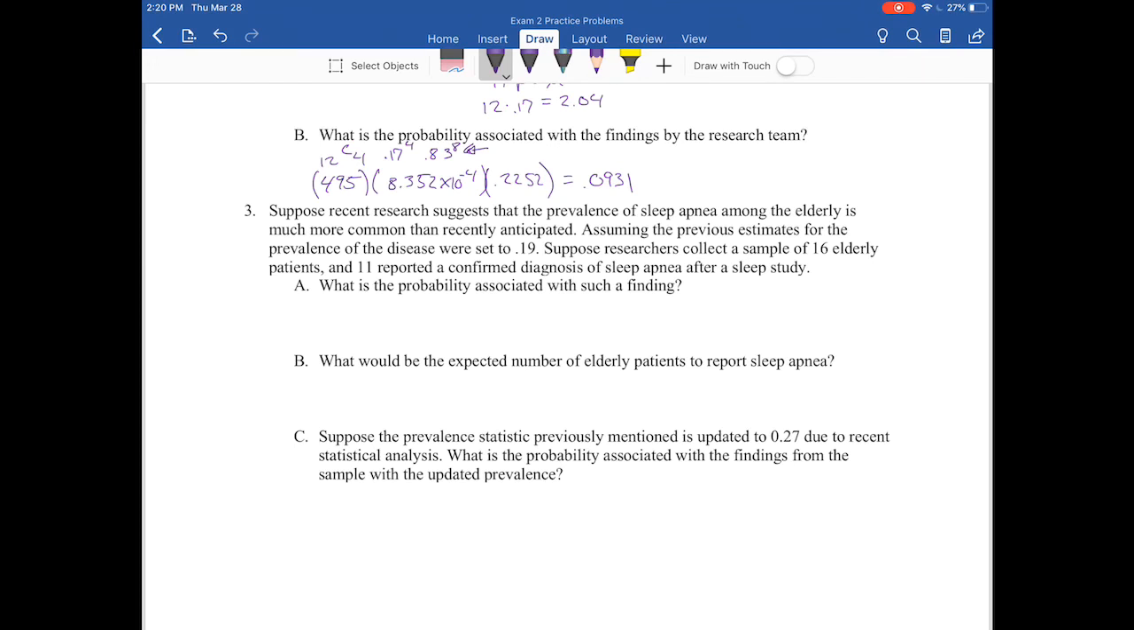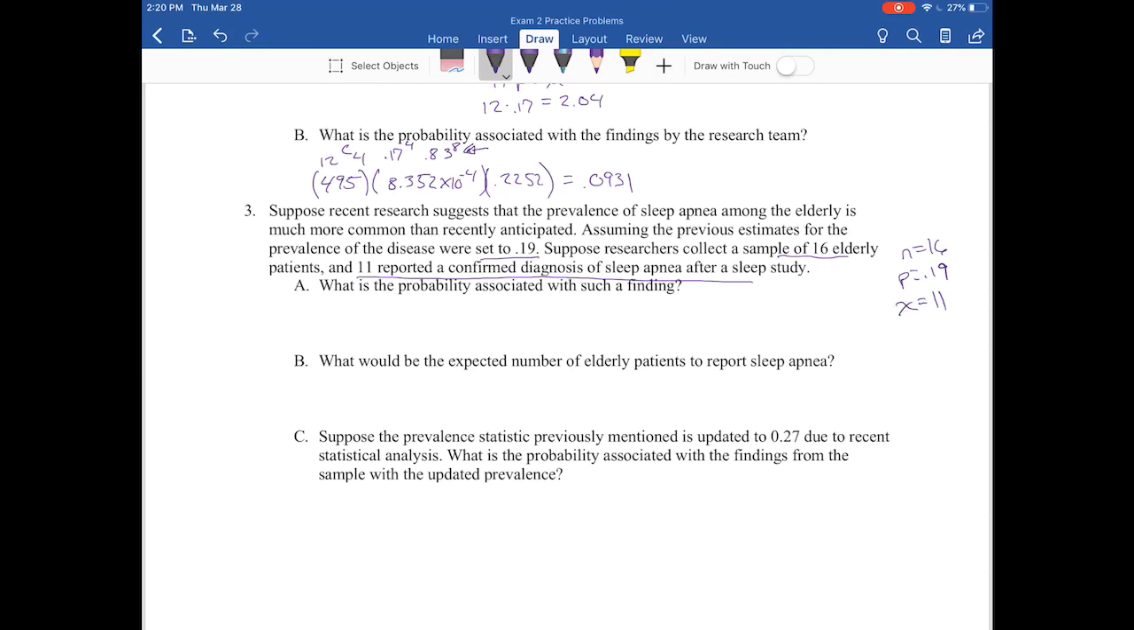So here, let's write it out. Remember, this one's looking at sleep apnea among the elderly. We have a sample of 16 elderly people, so that's our n, where the estimated disease probability is 0.19, so that's our p. And our x here: they had 16 elderly and 11 reported a confirmed diagnosis of sleep apnea. So there's our x value for answering part A, because that's how many people they found in this report. The first part was the probability associated with this finding.